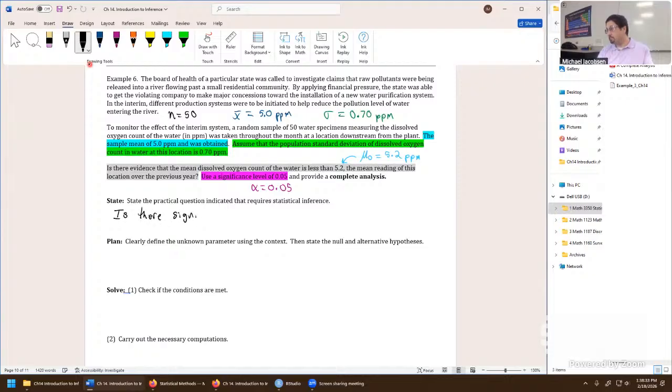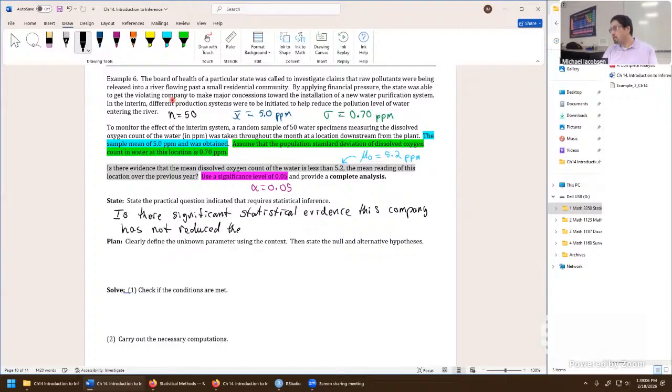significant statistical evidence this company, how they say that this was, yeah, they called it a company, so I'll call this company has not reduced the pollution.